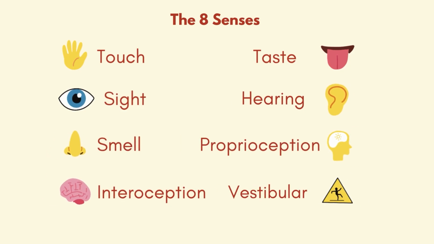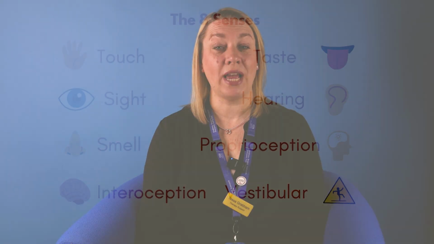Now we are going to talk about the individual senses and what each individual sense does and how it supports us when completing activities. We will also look at how a child may present when they are either over or under responsive to information coming in from these senses.